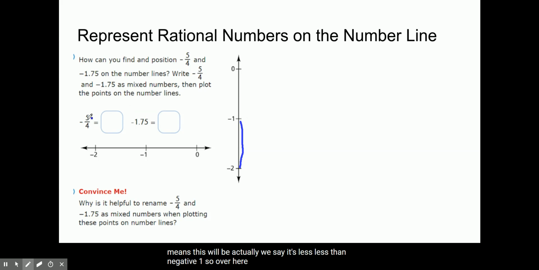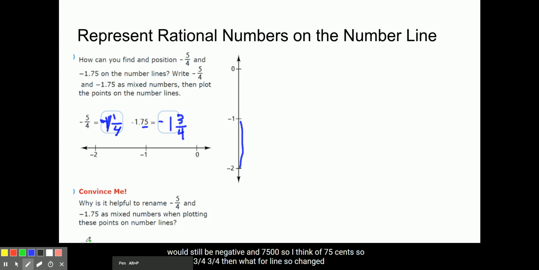So over here, 5/4 would end up being 1 and 1/4, and that's going to still be negative. So -1 and 1/4 would still be negative. And 75 hundredths, I think of 75 cents, so it would be 1 and 3/4. And then it wants them on both number lines.